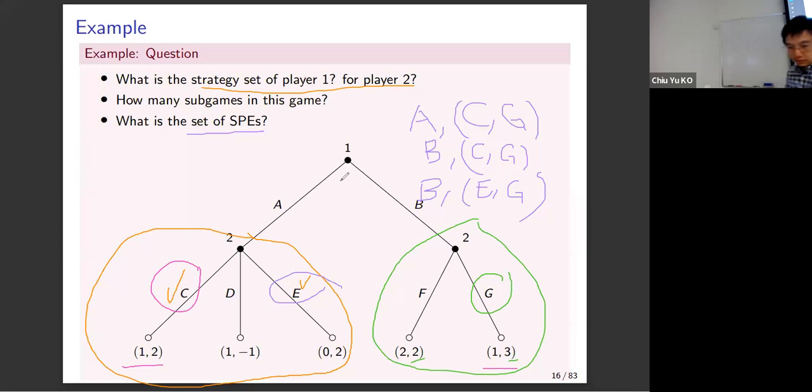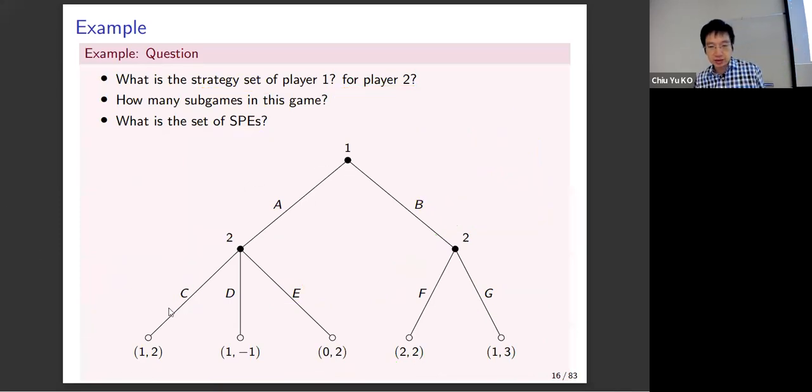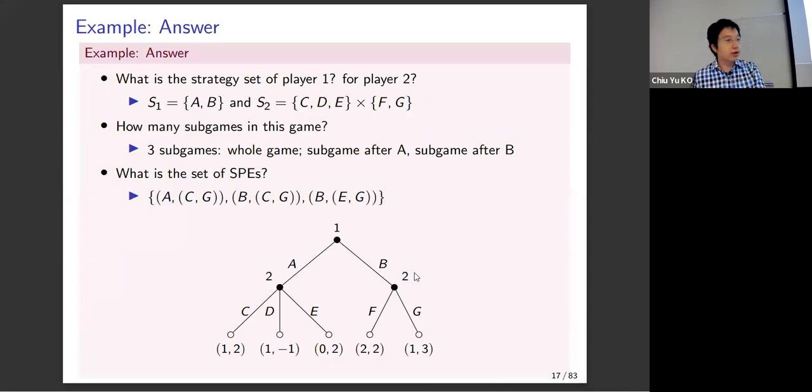Now, I think I already had a solution in the text, so I don't need to worry about that. You see already. So one minor thing is we would sometimes call the original game a subgame, but we call it not a proper subgame.